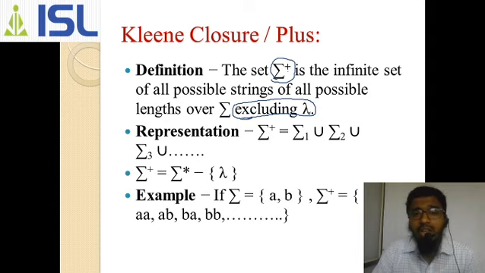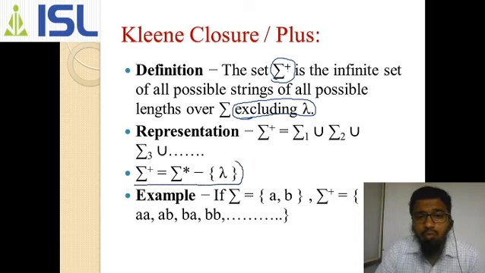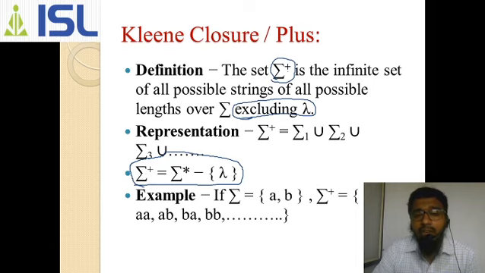If you are going with Kleene closure or Kleene plus, then sigma plus, we need to exclude lambda. Here, the representation is sigma plus is equal to sigma 1 union sigma 2 union sigma 3 union and so on. So sigma plus is equal to sigma star minus lambda. After removing lambda, you get sigma plus: a, b, aa, ab, ba, bb, like this.